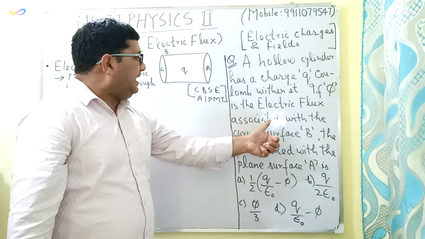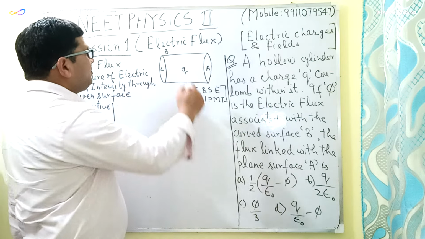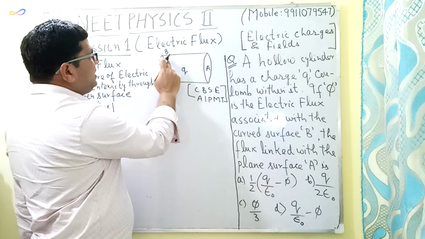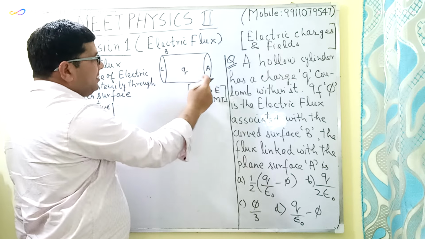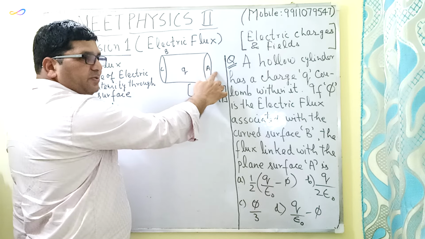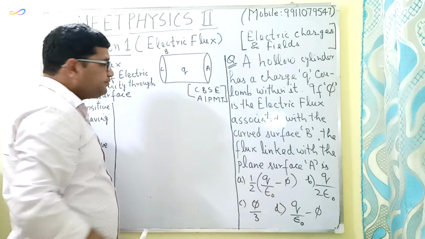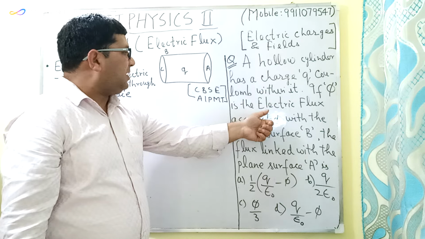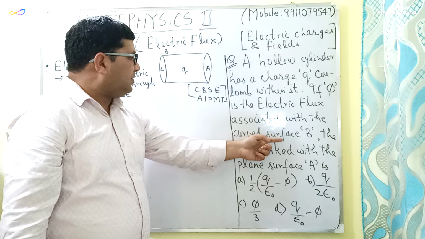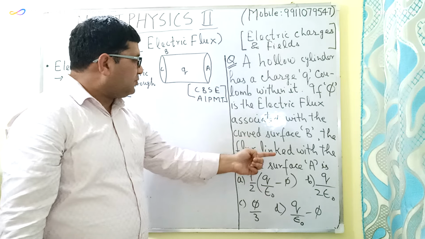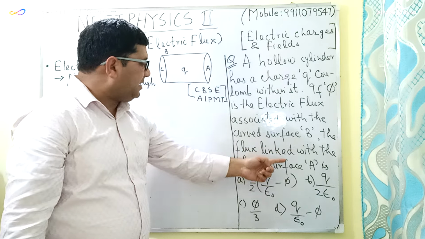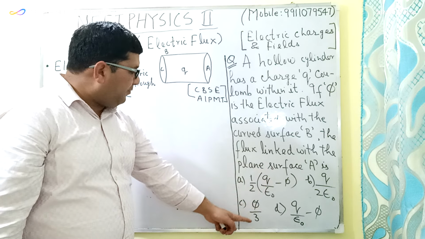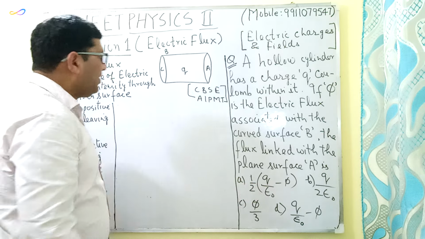If phi is the electric flux associated with the curved surface B, which is a surface of this hollow cylinder, with A and C being the other surfaces of the hollow cylinder, so phi is the flux associated with the surface B. Here we have to find the flux linked with the surface A. We have been given 4 options, and we have to find the correct one.